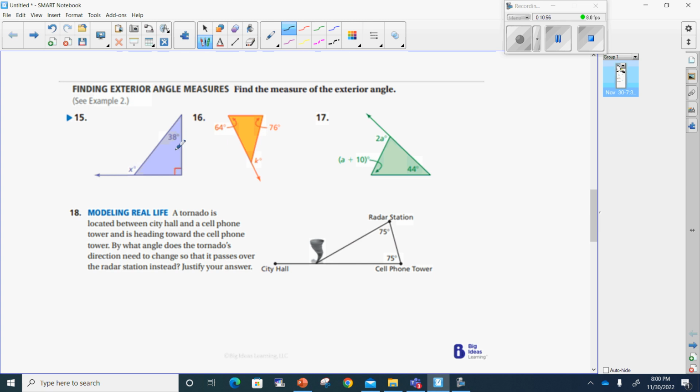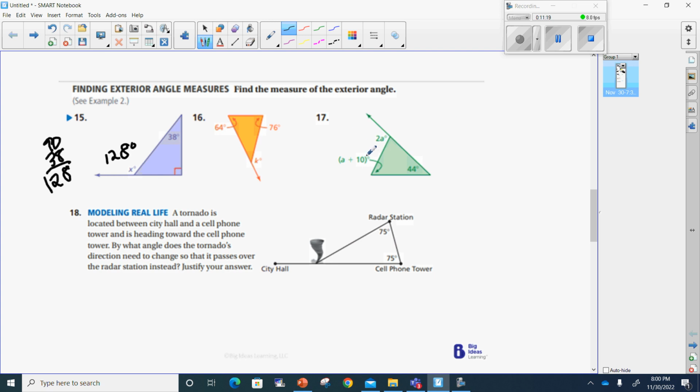So we got 90 and 38. 90 and 38 are going to equal 128. So x has to be 128 degrees.